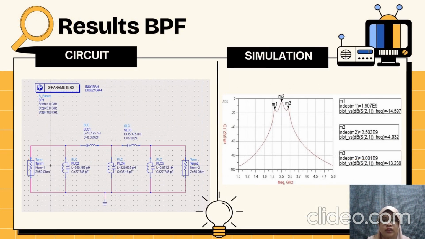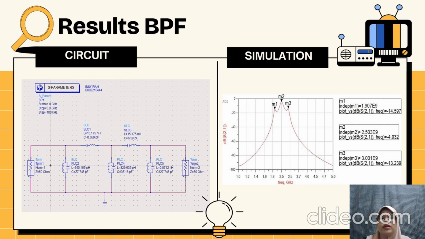Here is the schematic of our lumped element bandpass filter design using Advanced Design System, ADS. The filter is designed for a center frequency of 2.5 GHz with a 3 dB equal ripple and 5th order. The circuit consists of series inductors and parallel LC resonators, with carefully calculated values, to meet the required bandwidth of 260 MHz.